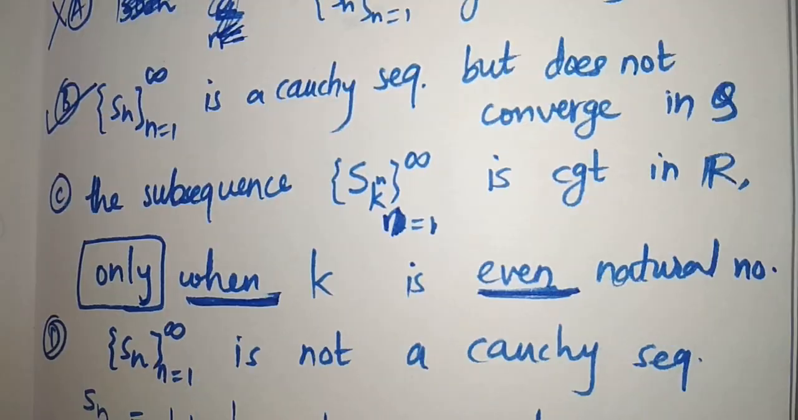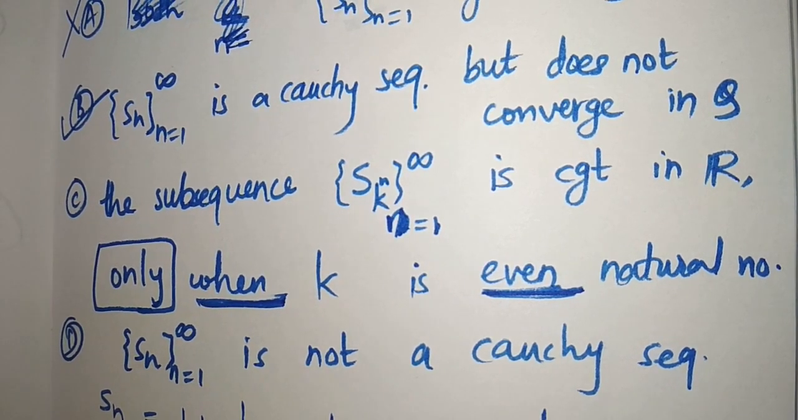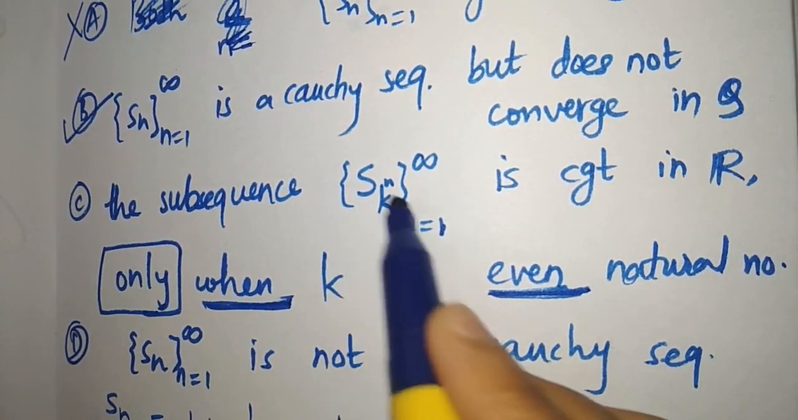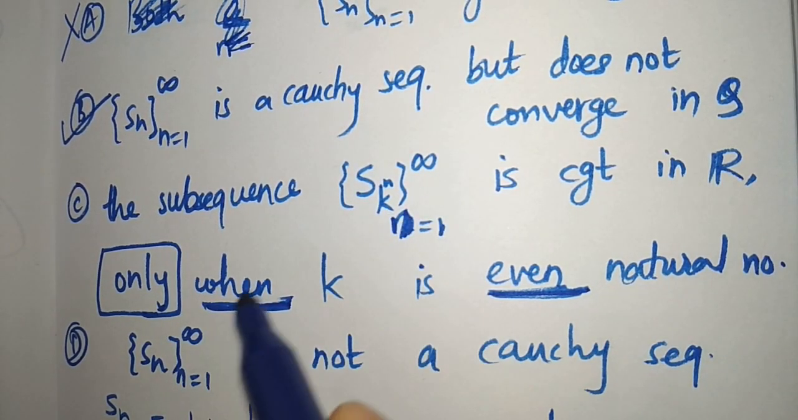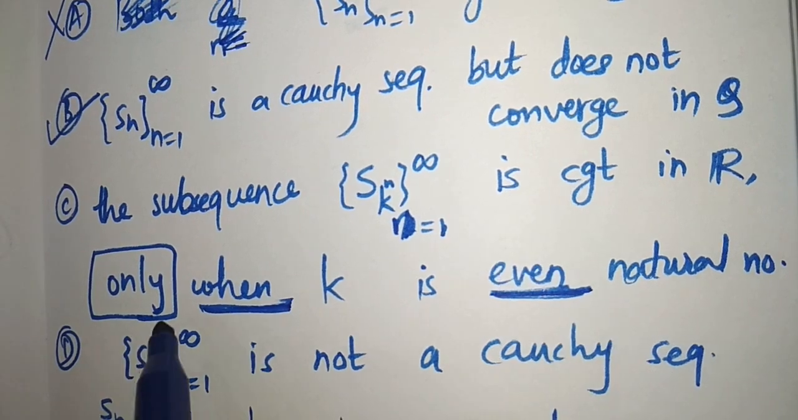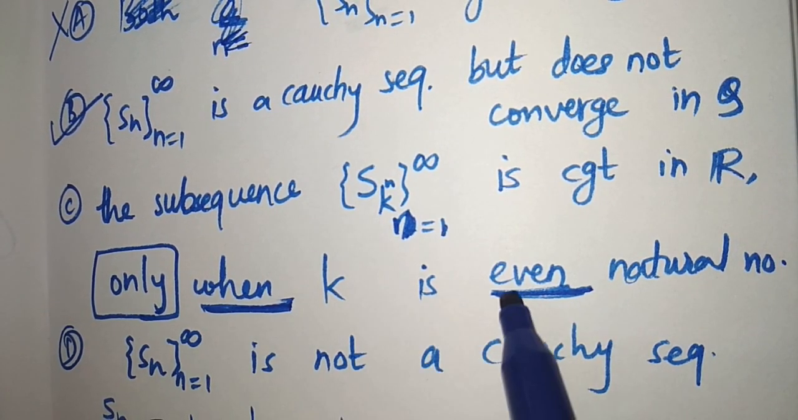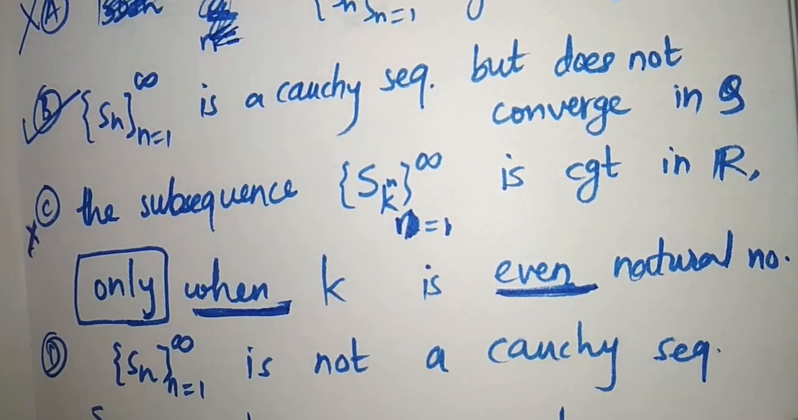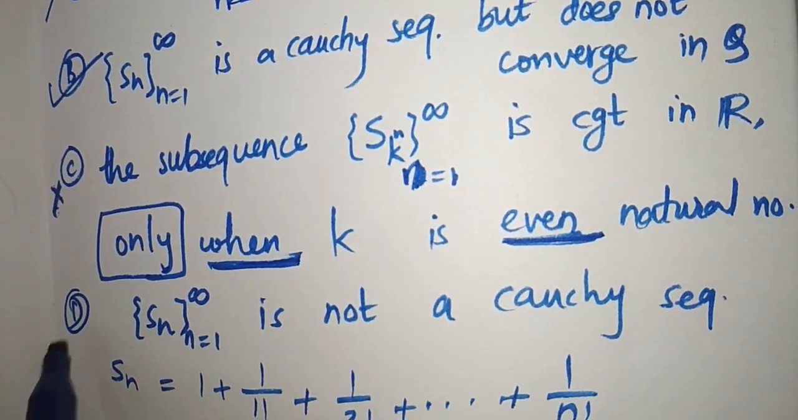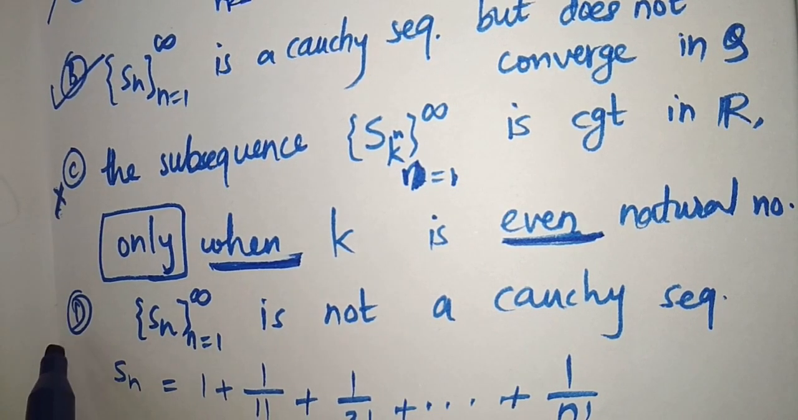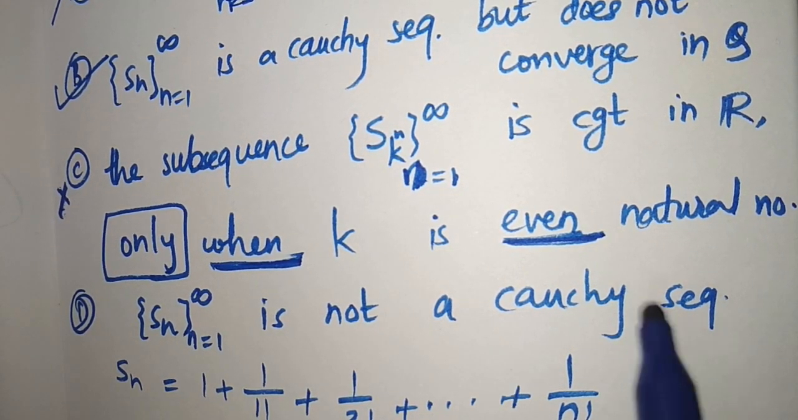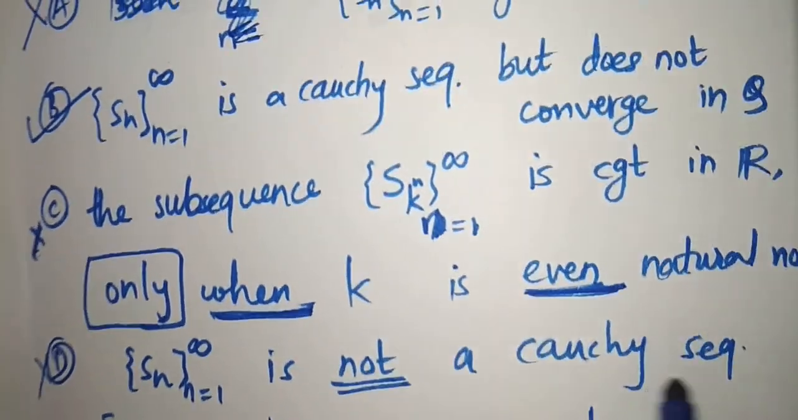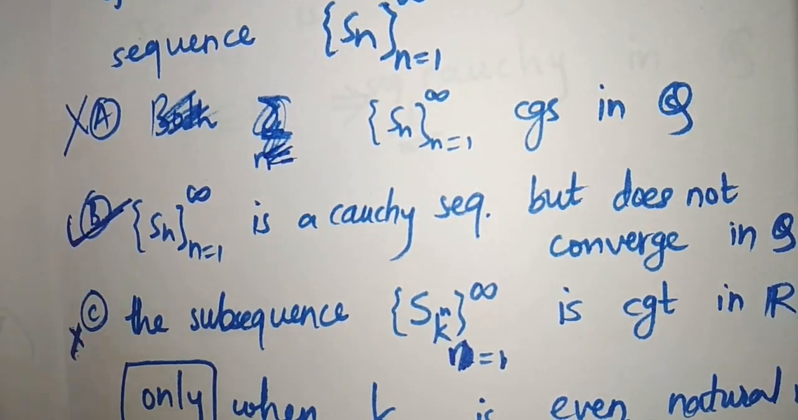Now we know that every subsequence of a convergent sequence is also convergent. So we have given S_k^n as a subsequence, so it is definitely convergent, but it is saying that only for even k it is convergent. So this is false because for every k it is convergent. So C is false. Now option D is Sn is not a Cauchy sequence. It is clearly false because we have just seen that it is a Cauchy sequence. So the correct option is option B. Thank you.